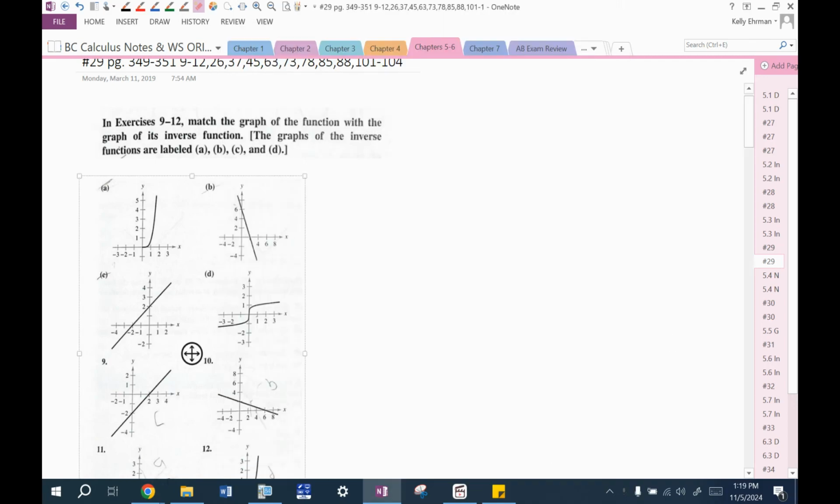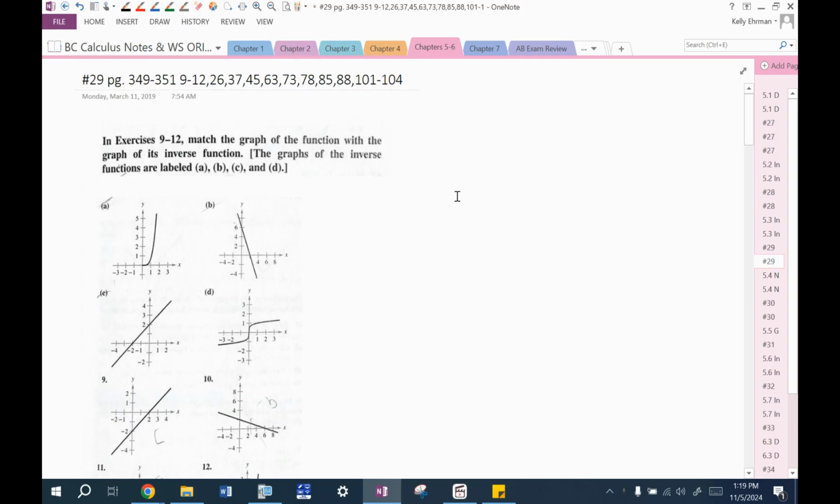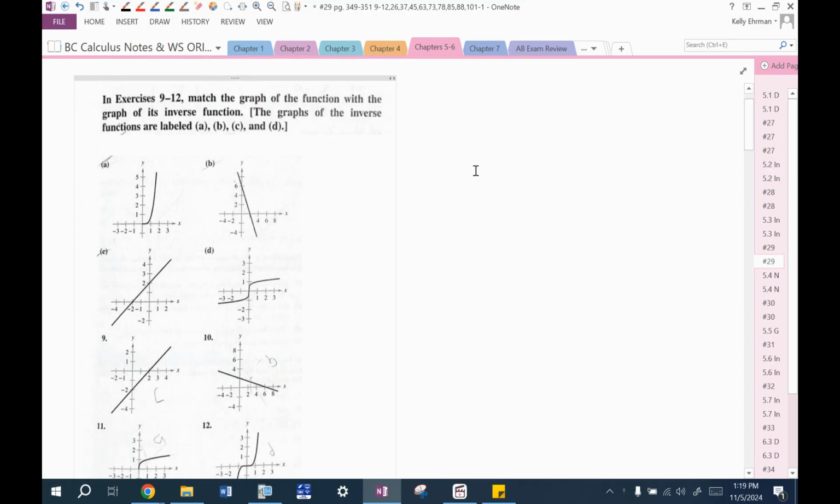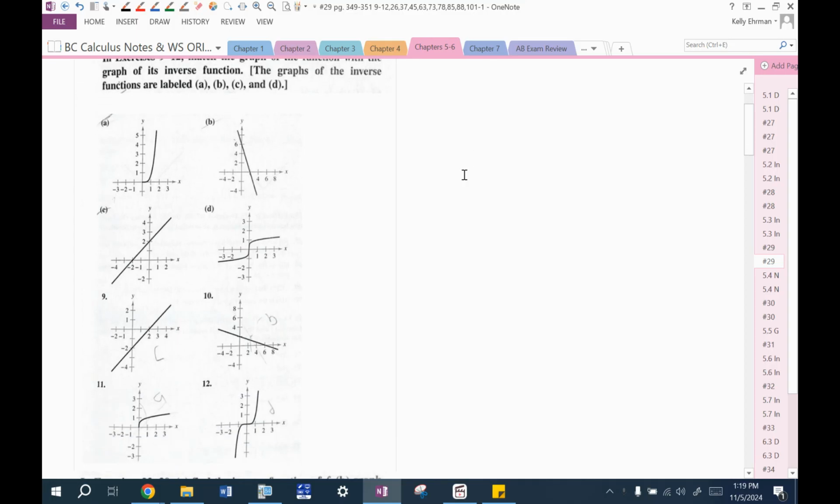All right, for homework 29, we're starting just by matching some graphs. Honestly, a lot of this assignment is pre-calc stuff, reminding you how inverse functions work. So it says match the graph of the function with the graph of its inverse function. The inverse functions are A, B, C, and D.